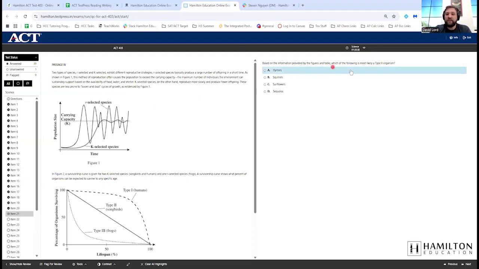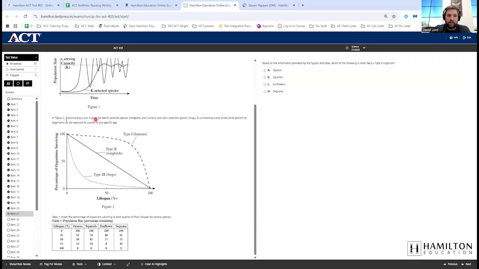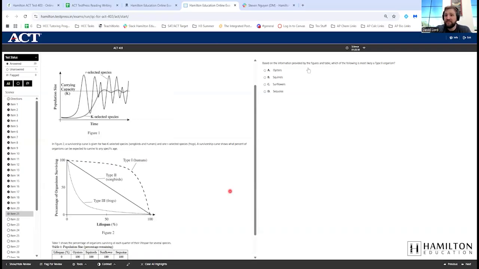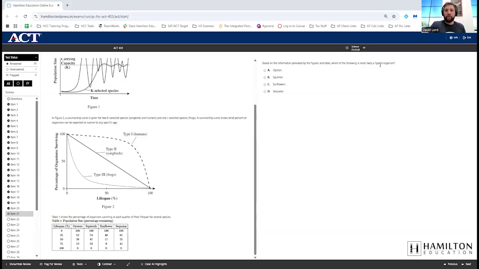Based on the information provided by the figures and the table, which of the following is most likely a type 2 organism? Well, as it says here in figure 2, there's K-selected species, songbirds and humans, over r-selected, frogs. I feel like we're supposed to just guess based on this question, type 2 organism. We also have this table here. So we're probably supposed to make a guess at this. So let's look at the creatures. Well, we have oysters here. Oysters, they die very rapidly. And that's probably going to be a type 3 because the percent of organisms surviving is very low. Most oysters don't live to their maximum lifespan, according to this table.